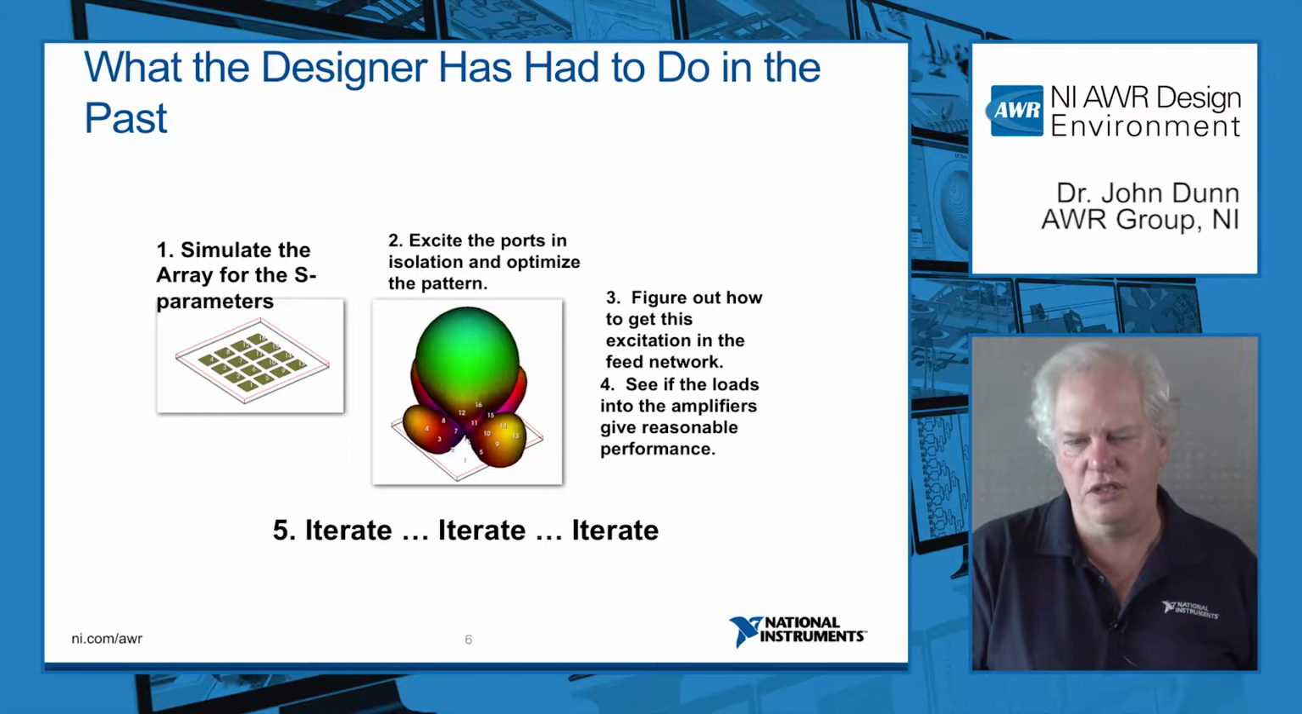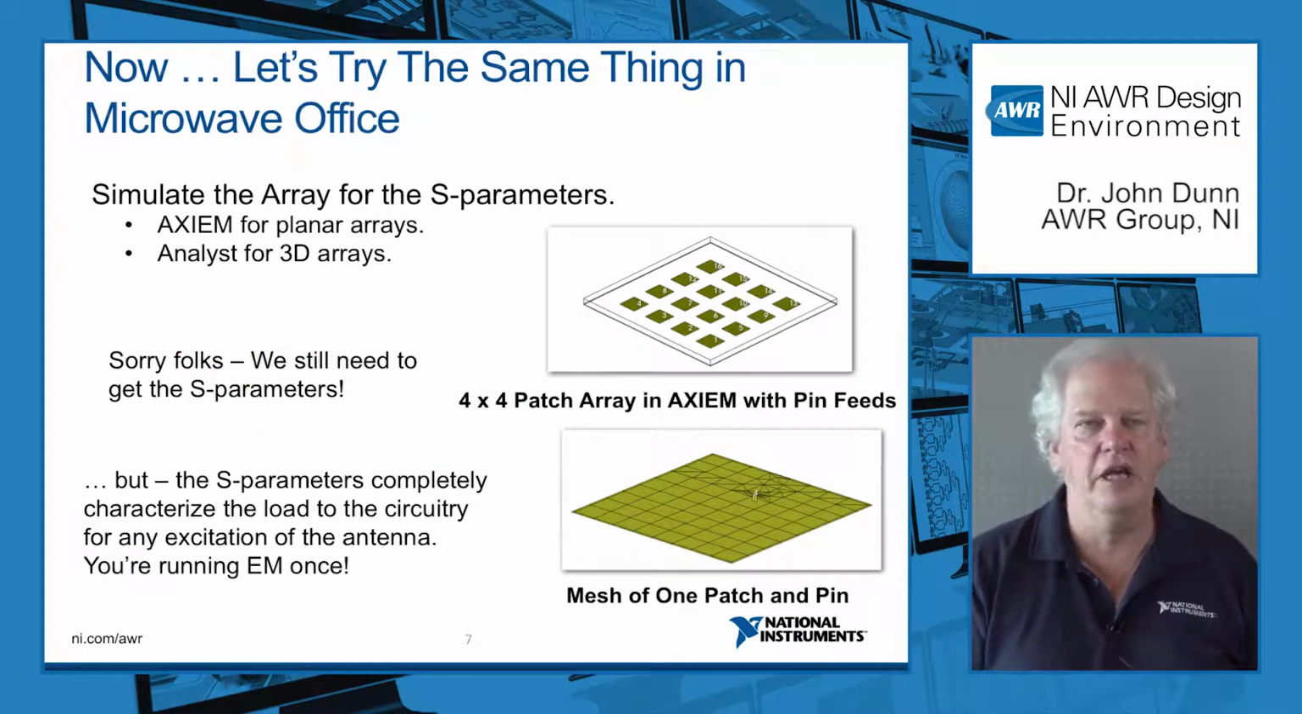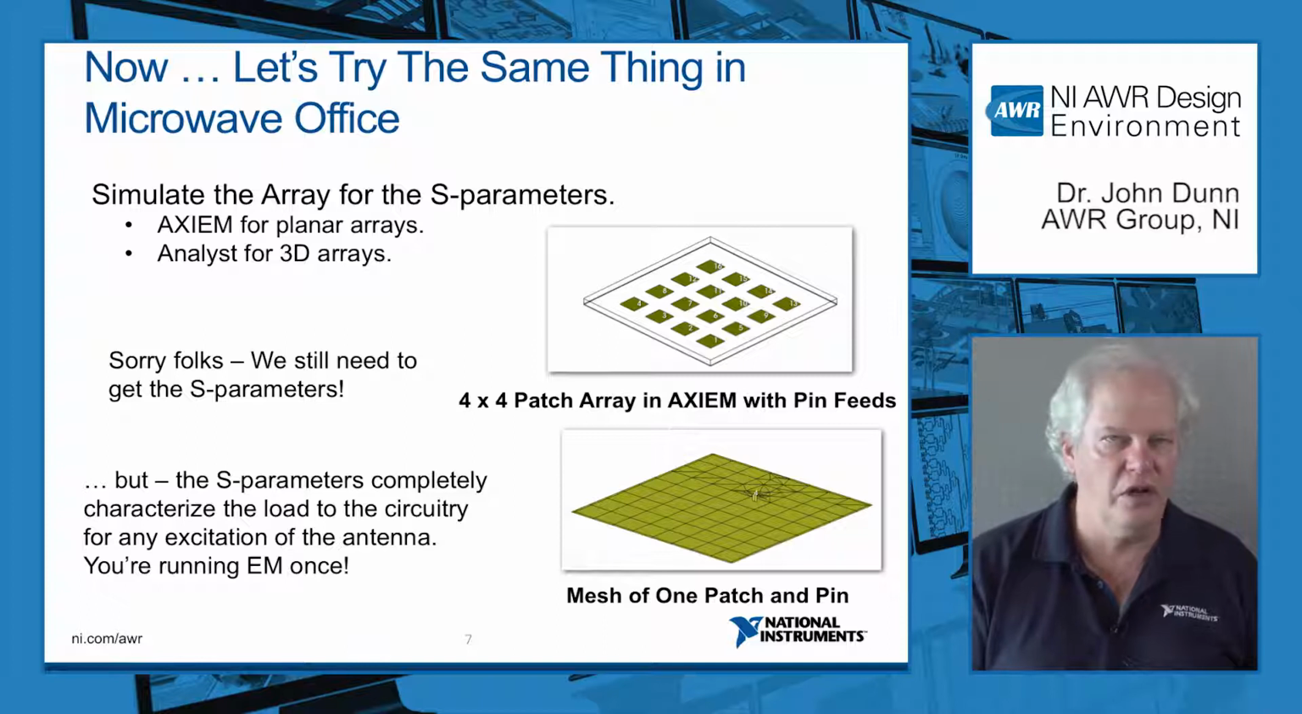So what this new in situ feature does is it automates that process. So let's take a look at how it works. So first of all, you still have to run the EM. We're sorry, folks, but you still have to have S parameters of the antenna array. You only have to run it once, but you do have to run it.